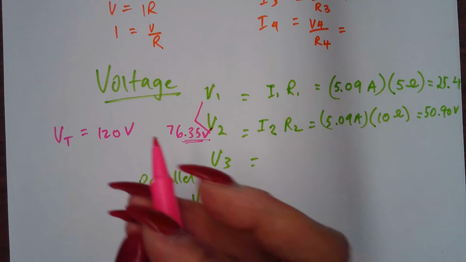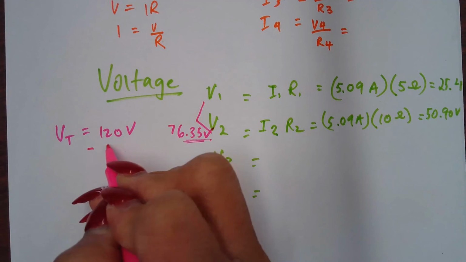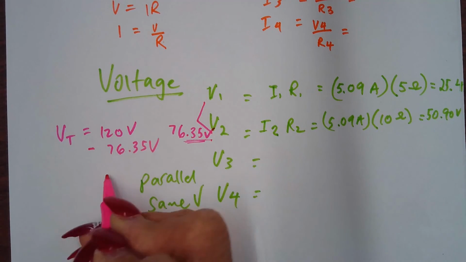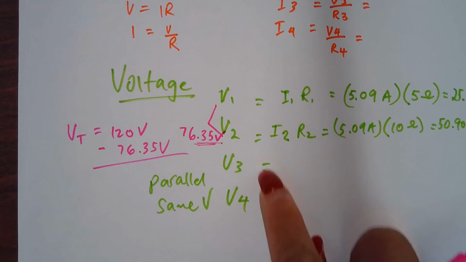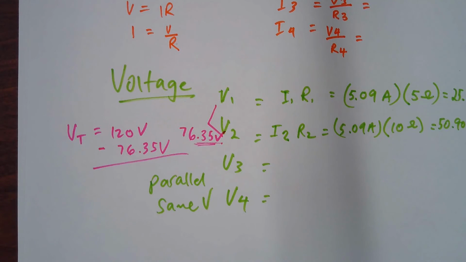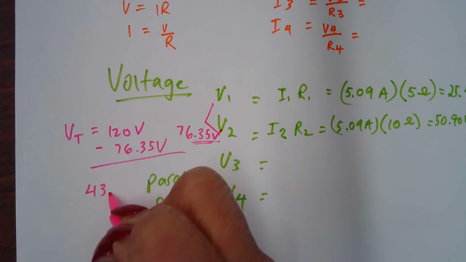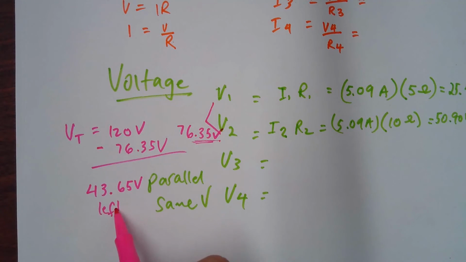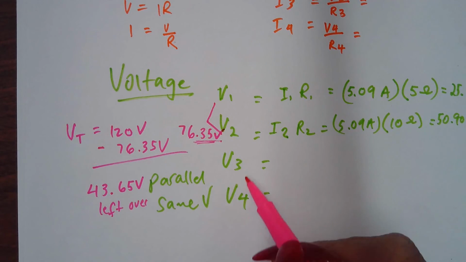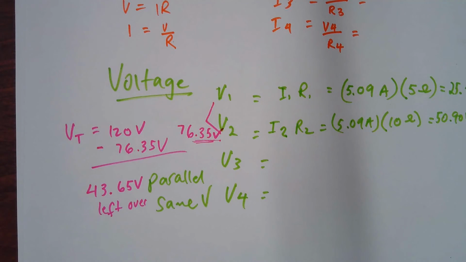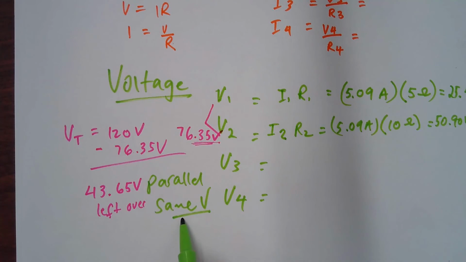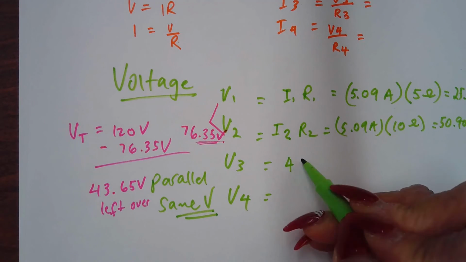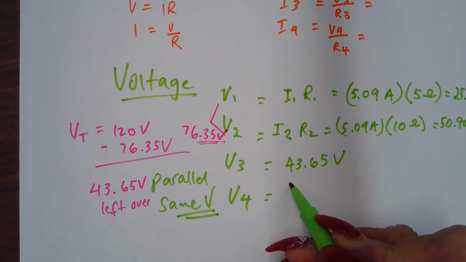So what you're gonna do then is subtract that 76.35 volts, and whatever is left over is gonna be used up by V3 and V4, which is how many volts? 43.65 volts left over. But because this is the leftover volts, how much would each one take? You divide by 2. Was the same. So this is going to be 43.65 volts.